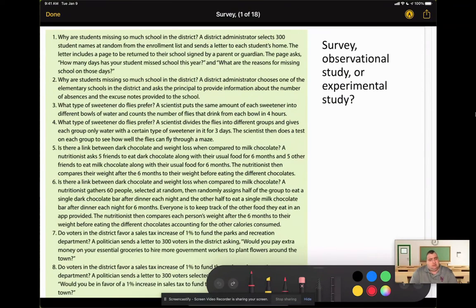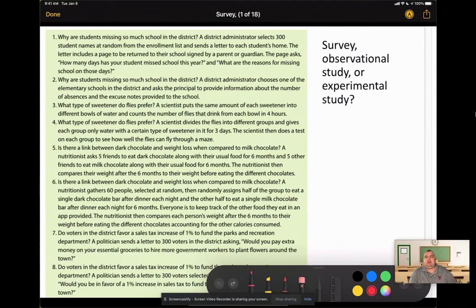Why are students missing so much school in the district? A district administrator selects 300 students' names at random from the enrollment list and sends a letter to each student's home. The letter includes a page to be returned to their school, signed by a parent or guardian. The page asks, how many days has your student missed school this year? What are the reasons for missing school on those days?